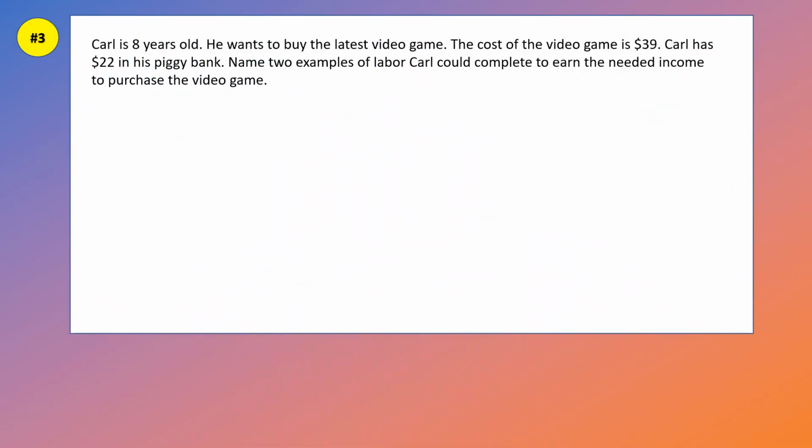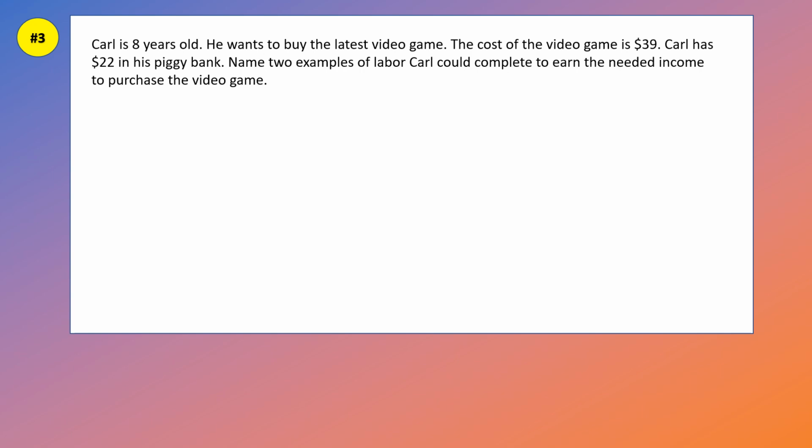Number 3 says Carl is 8 years old and he wants to buy the latest video game. The cost of the video game is $39. Carl has $22 in his piggy bank, so Carl does not have enough money. Name 2 examples of labor, or work, that Carl could complete to earn the needed income. Income is money that you earn from doing jobs to purchase the video game.